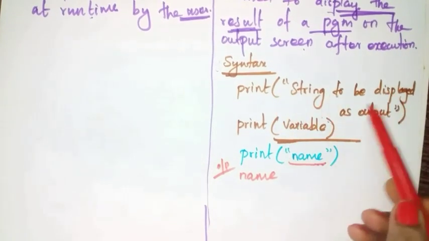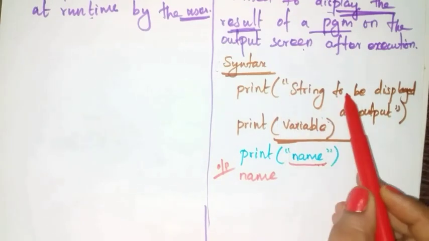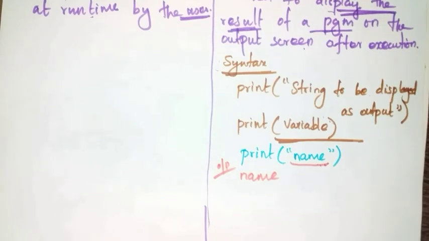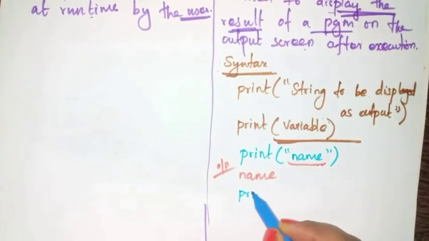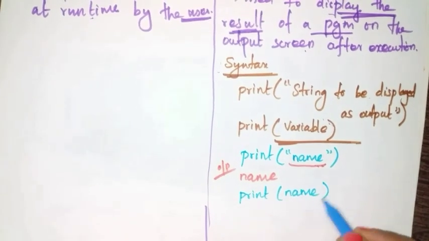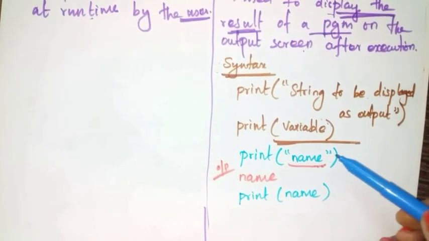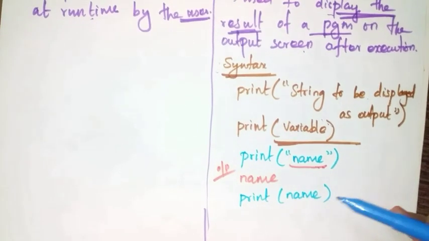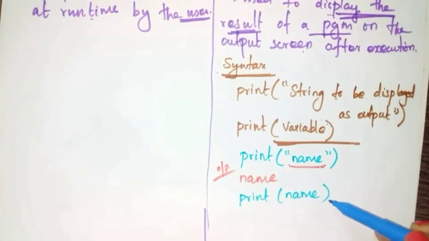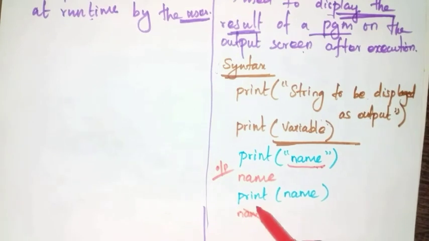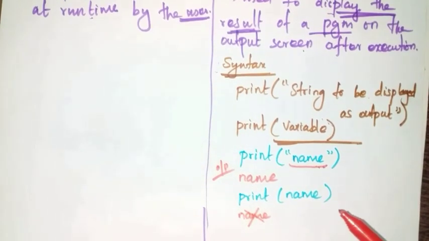So what is the output of this code? The string to be displayed is the output. Next I am writing another code: print name. See what is the difference? Here double quotes are given, but here double quotes are not given. So what is the output of this code? Name. Is it right or wrong? Wrong. It is not right. Then what will be the output of this code?